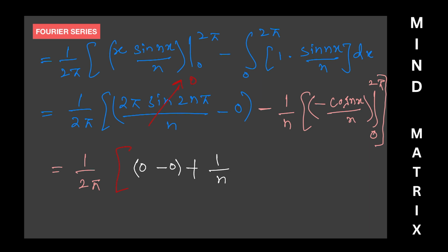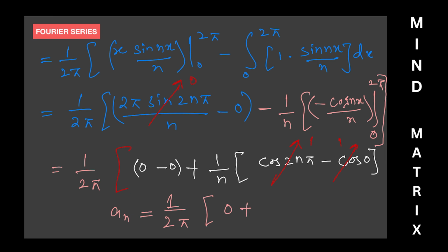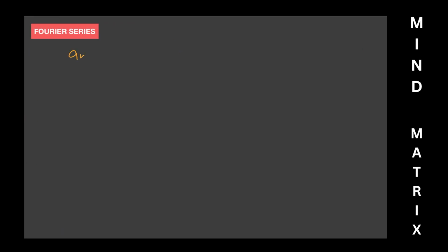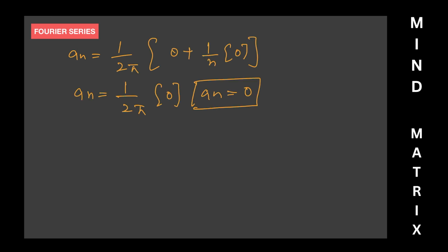Now let's put the values of these limits in. So we have cos 2n pi minus, when we put the value of 0, we'll get cos 0. As we know, the value of cos 2 pi is equal to 1 and the value of cos 0 is also 1. So let me write here an equals 1 over 2 pi, 0 plus 1 over n times (1 minus 1), and anything multiplied by 0 also becomes 0. So now we have an equals 1 over 2 pi times 0 plus 0, so the value of an becomes 0.